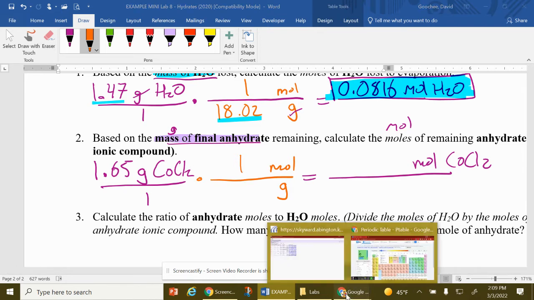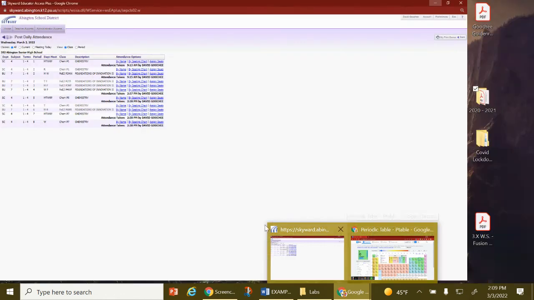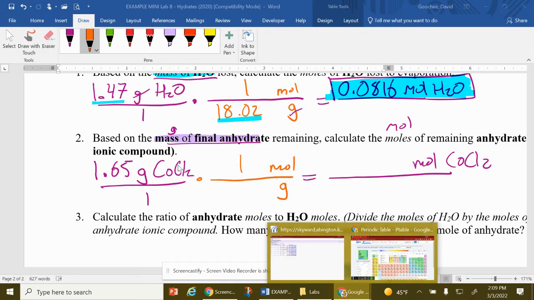Well, I'm going to go to the periodic table again. So cobalt 2 chloride is a cobalt and 2 chlorine.